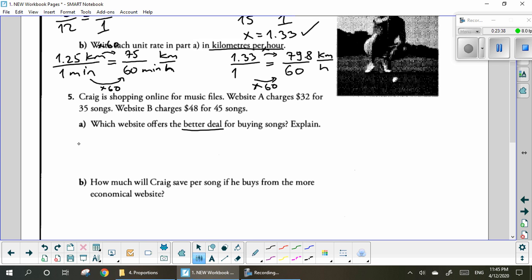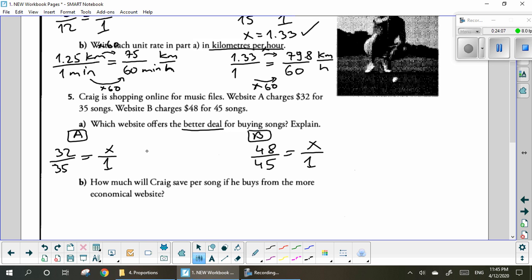So here is website A and website B. So website A is $32, 35 songs. I want to find out how much it is for one song. Website B is $48 for 45 songs. How much is one song there? Again, we can cross multiply, or I will just divide 32 by 35.